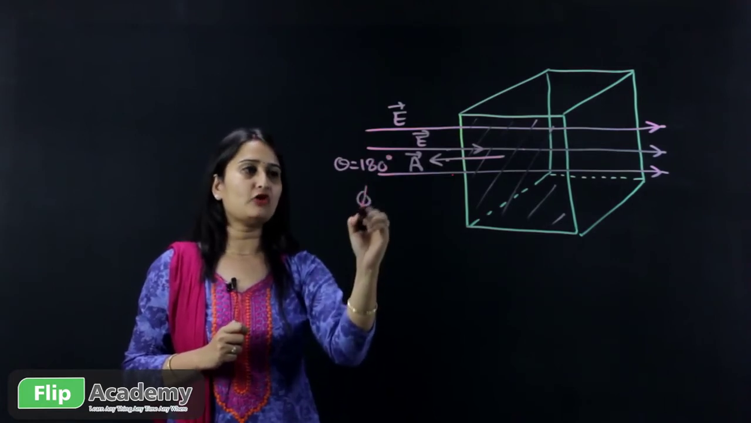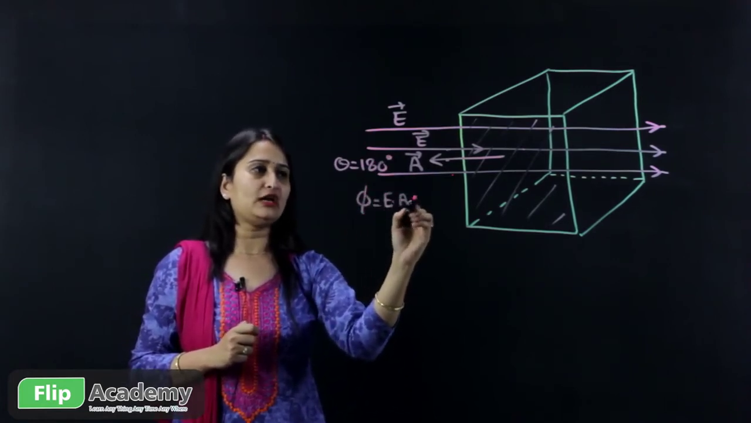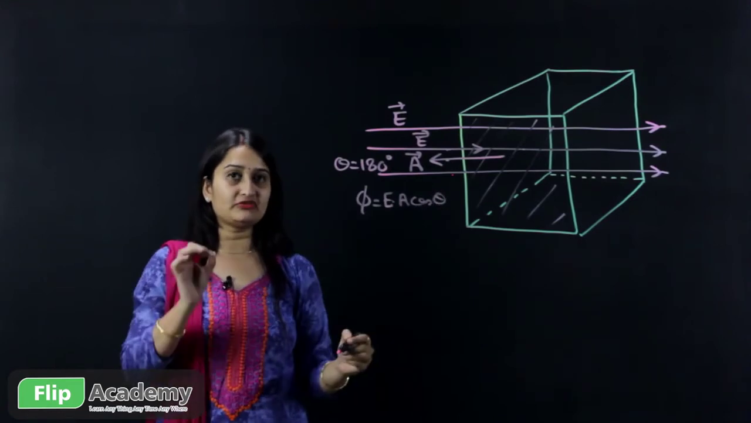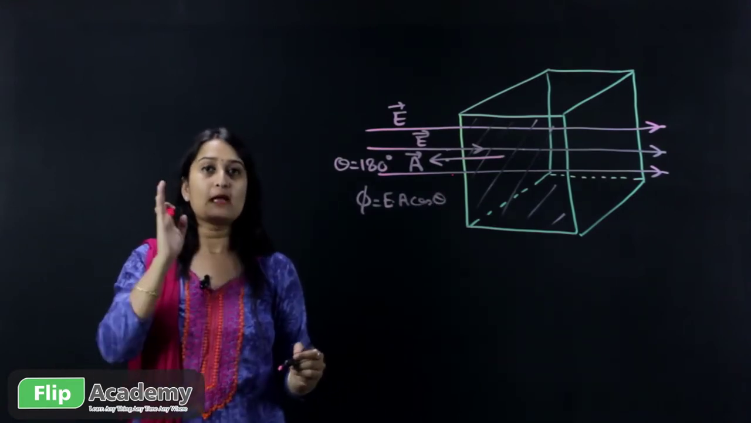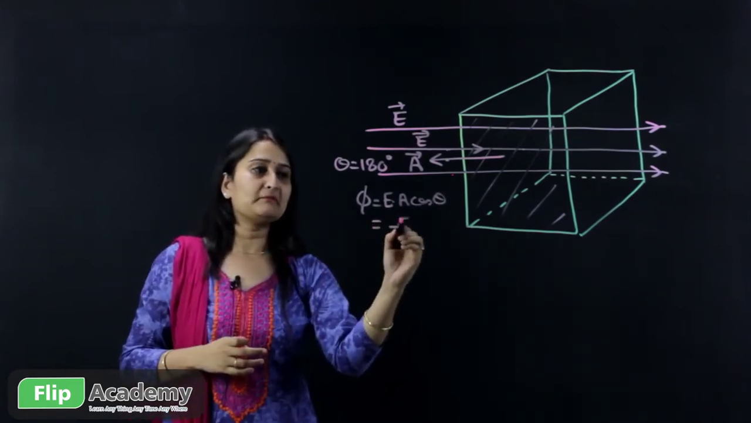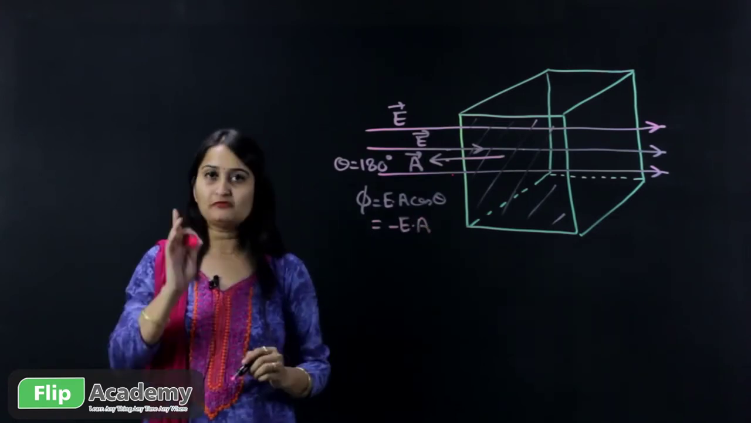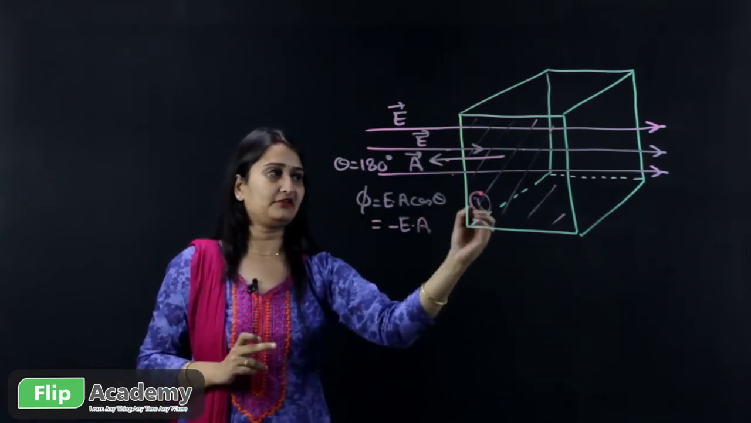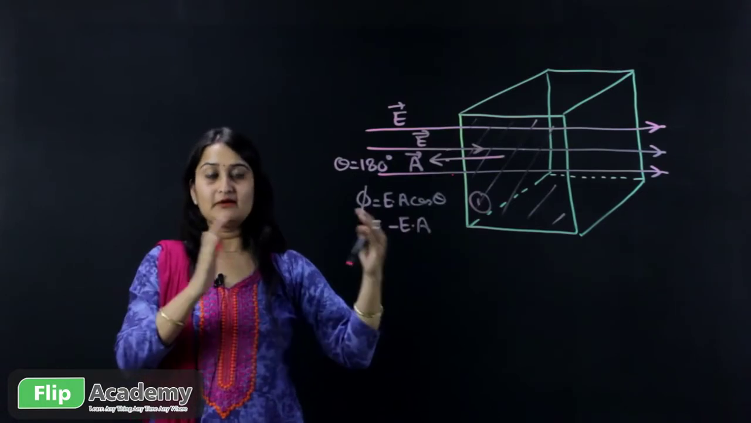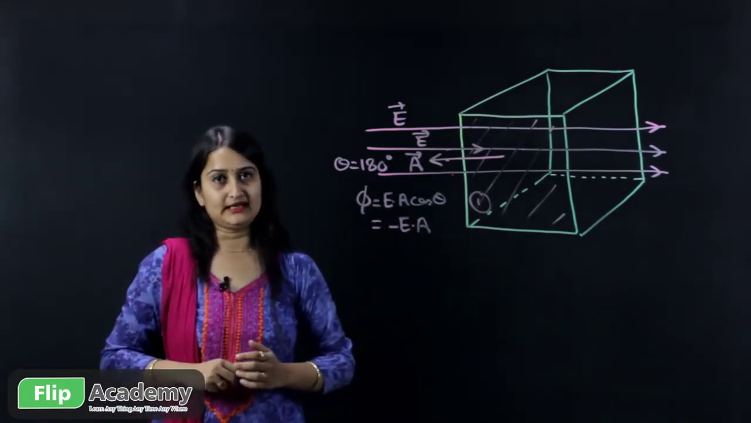So according to the formula, that is E dot A cos theta. Cos theta is 180 degree. Cos 180 degree gives you minus 1. So it becomes minus of E dot A. So for the first surface, this is the first surface, the front one, the flux is minus E dot A.